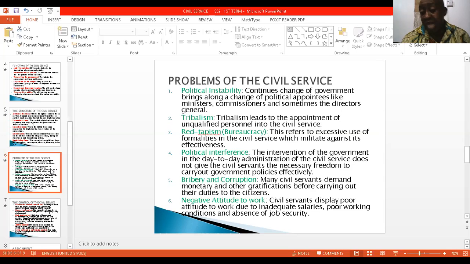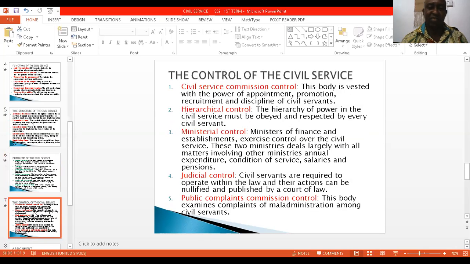People will be coming late. What they're supposed to do, they will be delaying it, wasting time unnecessarily. All these are the problems we are encountering in the civil service in Nigeria. Okay, don't forget the topic is civil service. We are now discussing the problems of the civil service. Let's talk about the control of the civil service, the way they control them, how people are following.